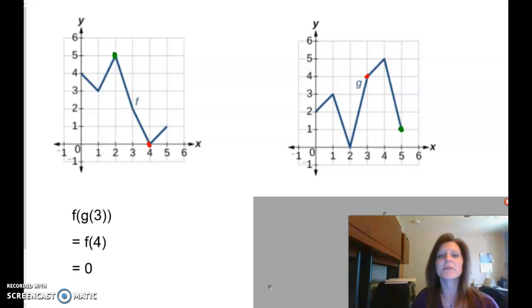What if we're not formally given a rule of functions? How do we find the composite value? Well, let's take a look. So my first graph is the function f, and my second graph is the function g. So remember how this works.